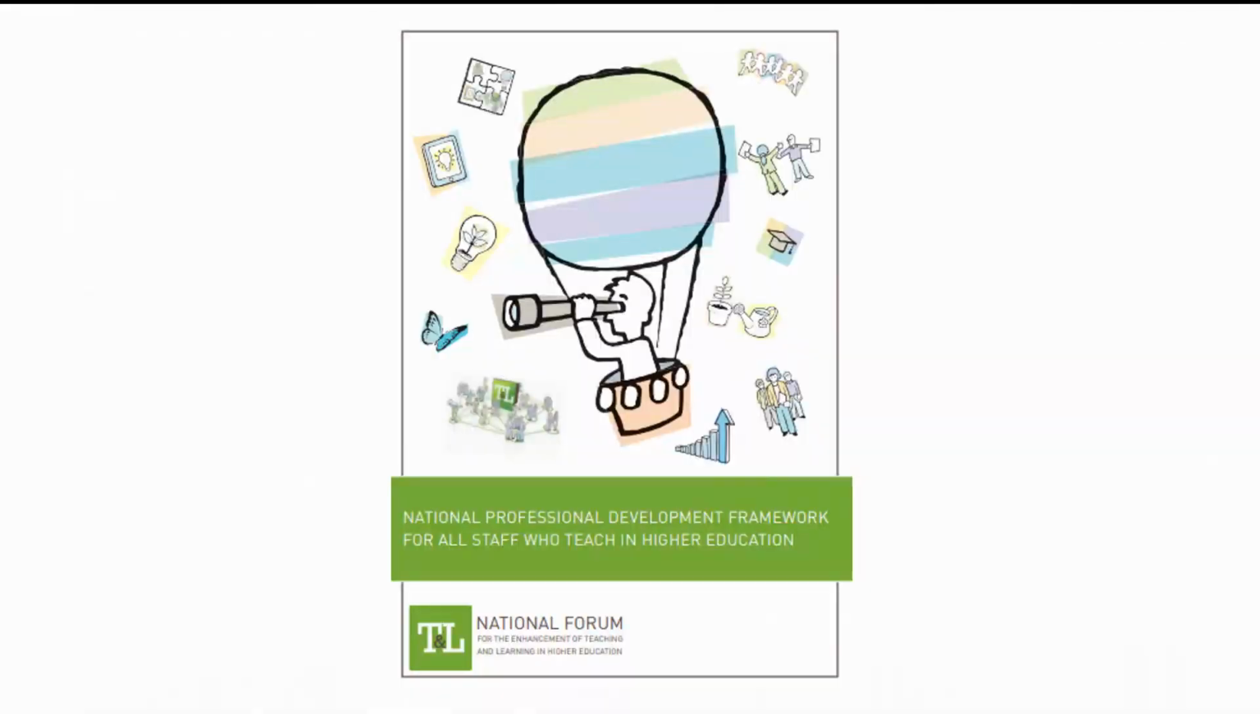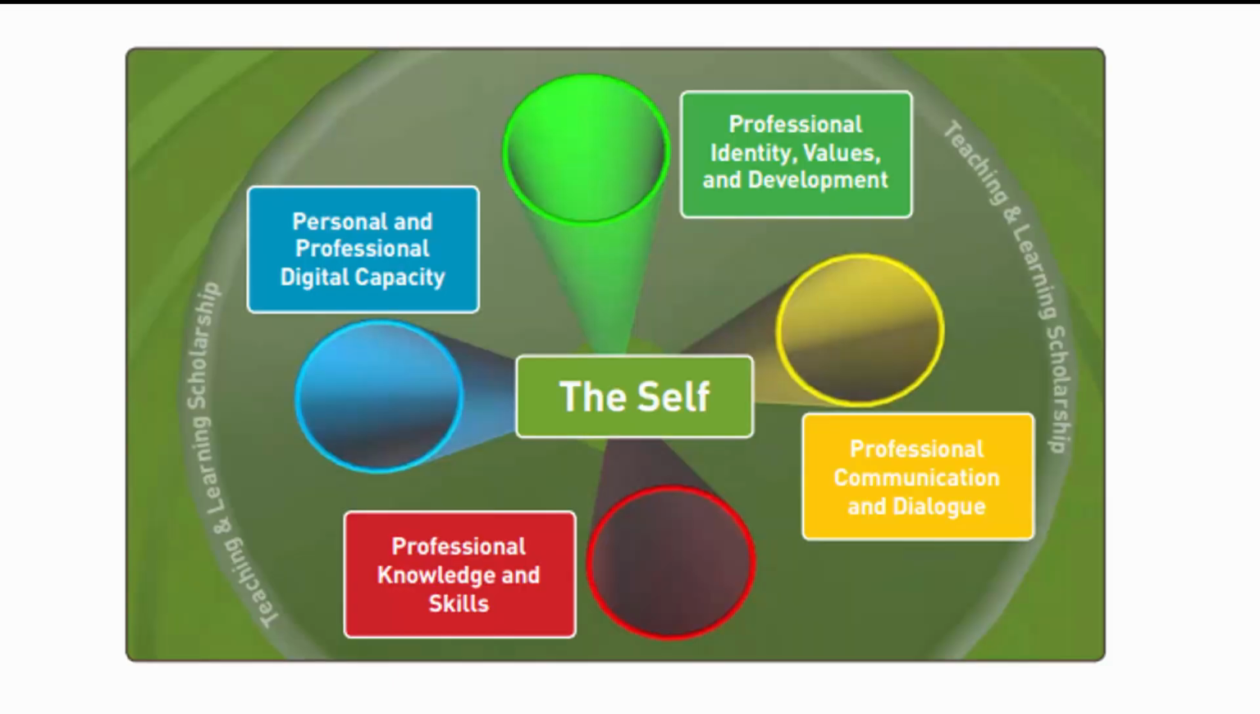Fundamental PD framework in my own words and interpretation. There are 5 domains in the PD framework. Domain 1 considers the self, the one there in the middle. Domain 2, professional identity and values. Domain 3, communication and dialogue. Domain 4, knowledge and skills. And Domain 5, digital capacity. So now I'm going to talk through each domain in a little bit more detail.